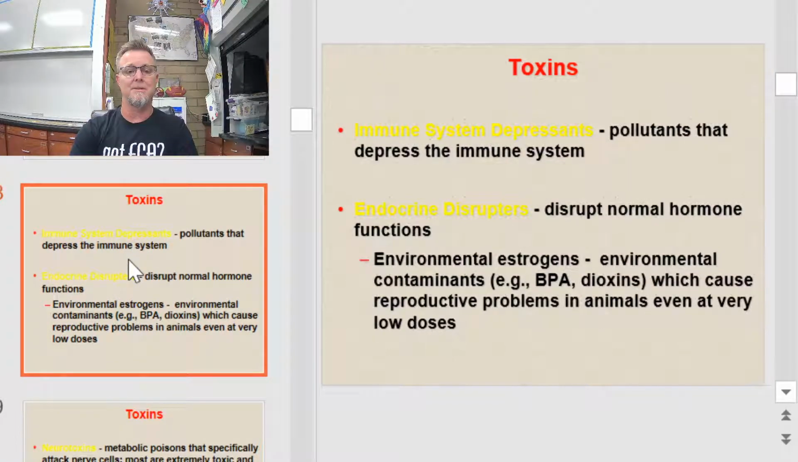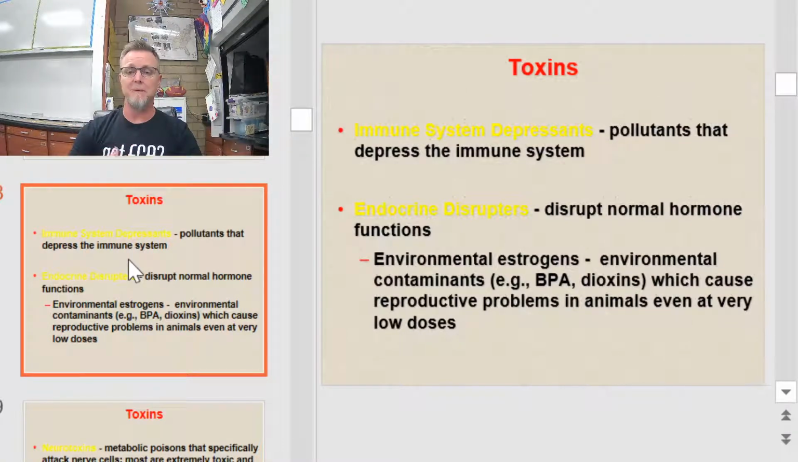Immune system depressants can also be considered toxins. These are pollutants that depress your immune system. There are endocrine disruptors that are toxins. Endocrine disruptors disrupt normal hormone functions. There are environmental estrogens to take into consideration here. Environmental contaminants such as BPA and dioxin cause reproductive problems in animals, even at very, very low doses.